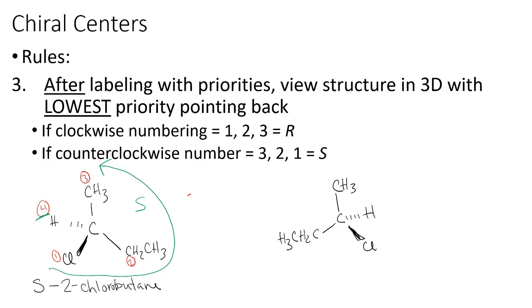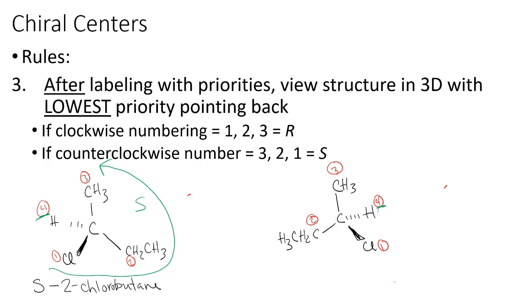So in our mirror image, priorities do not change. We still have priority number 1 for chlorine, priority number 4 for hydrogen. The methyl is a priority number 3. The ethyl group is a priority number 2. So nothing changes there. 4 is still pointing back in our mirror image, so we don't have to worry about making 4 point back. Once again, it already is.